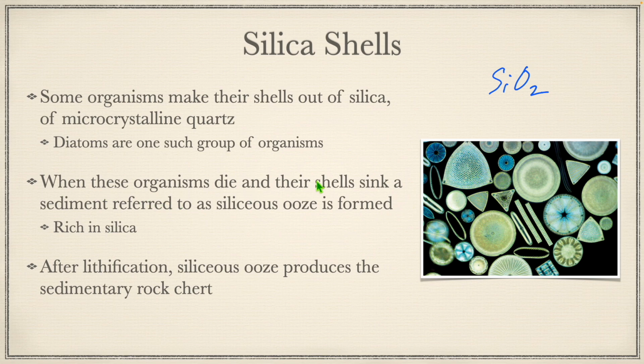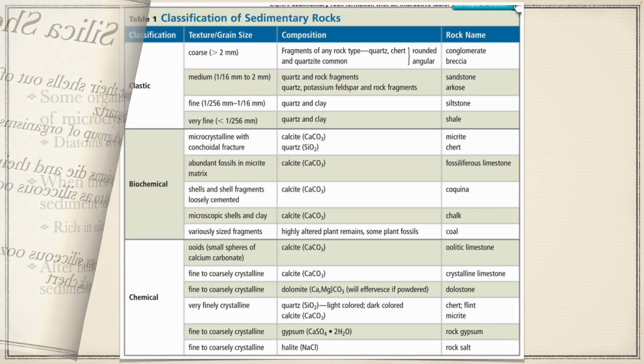When these organisms die and their shells sink, a sediment referred to as siliceous ooze is formed, and this is rich in silica. These are microscopic, so when they die, these shells are really tiny to start with. So you have all these little pieces of silica that are there. Then after lithification, siliceous ooze produces the sedimentary rock chert, which is very closely related to flint.